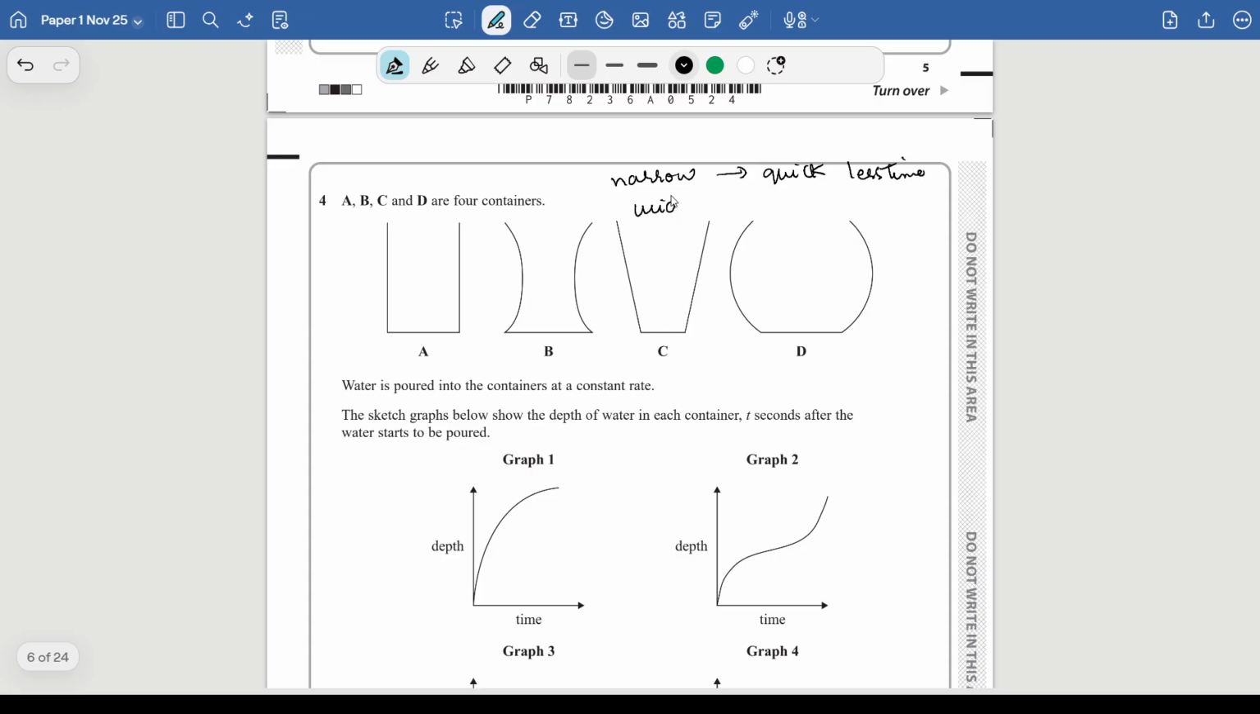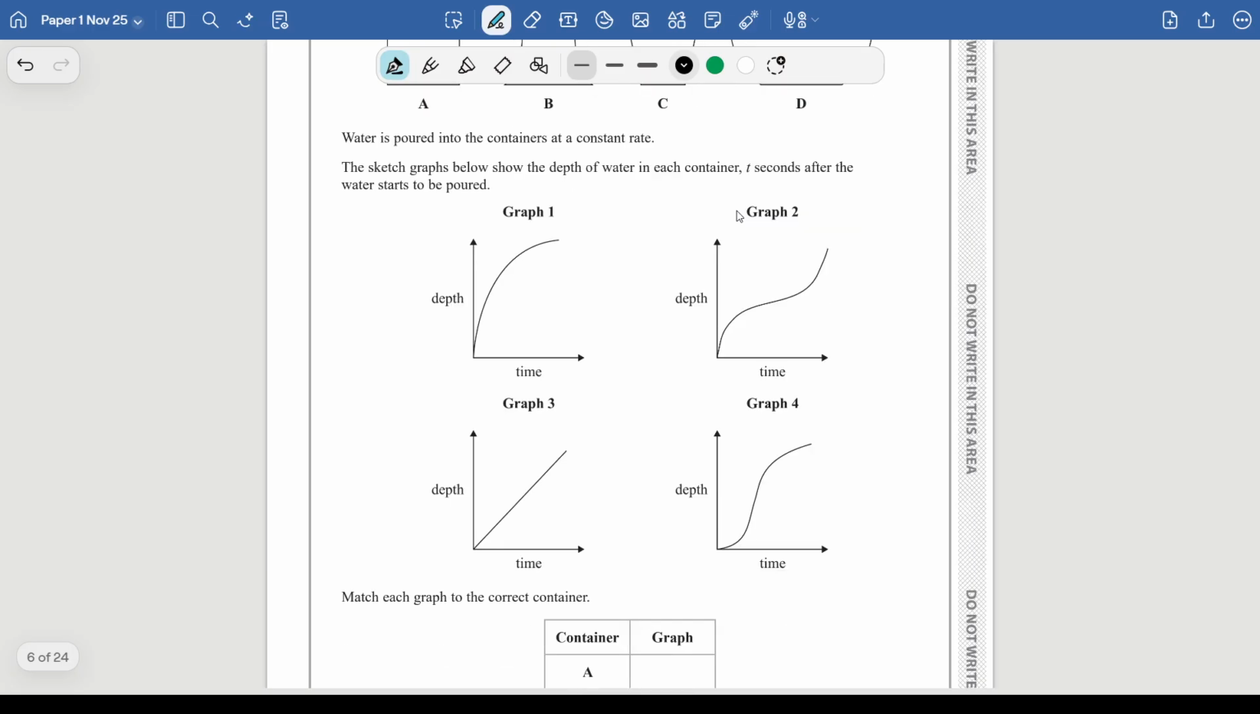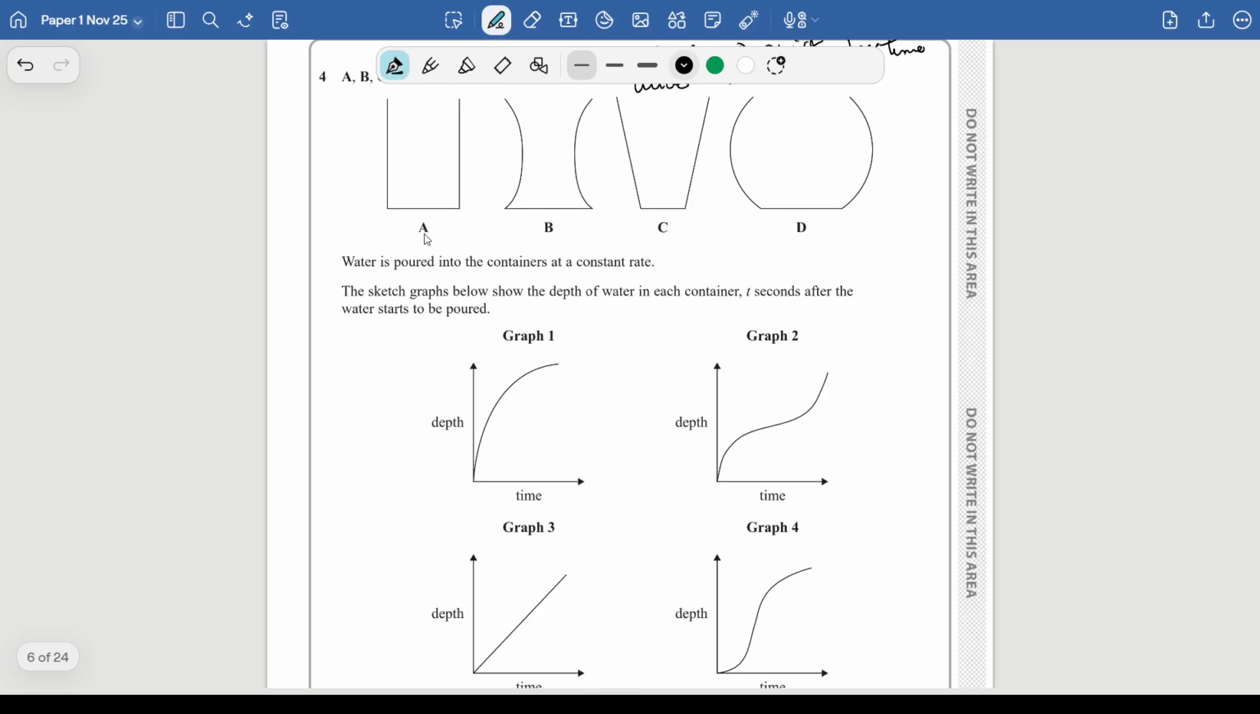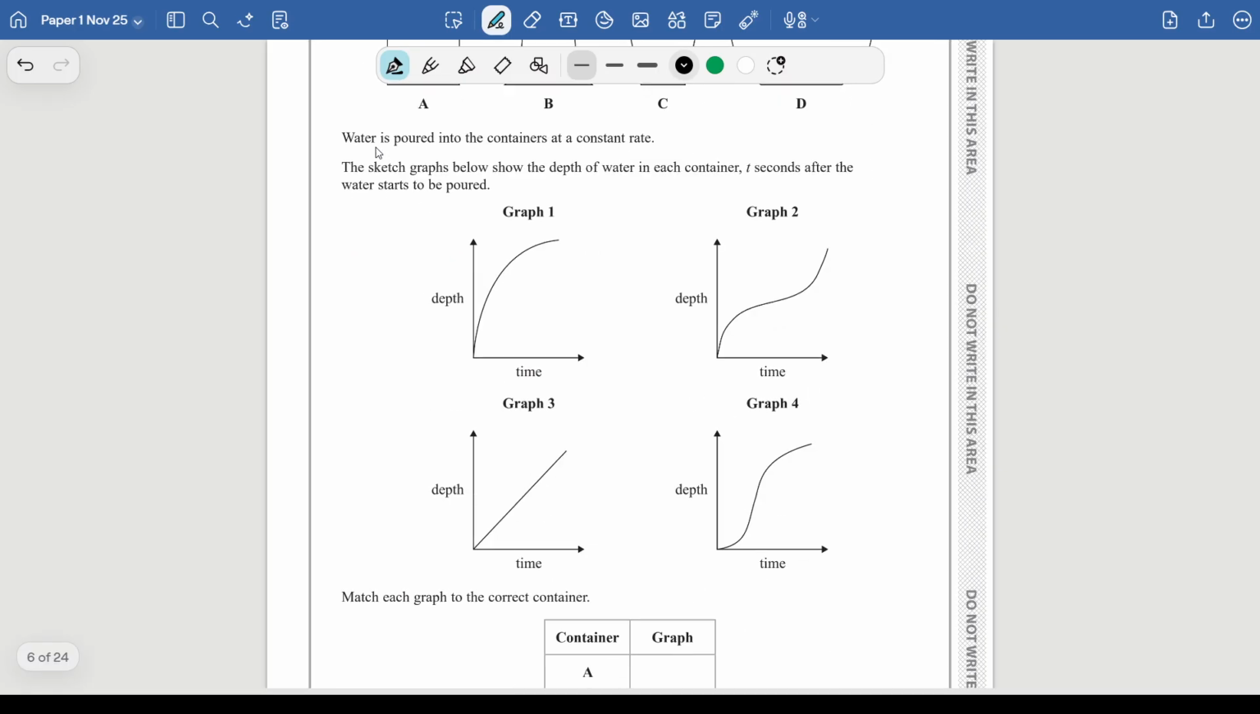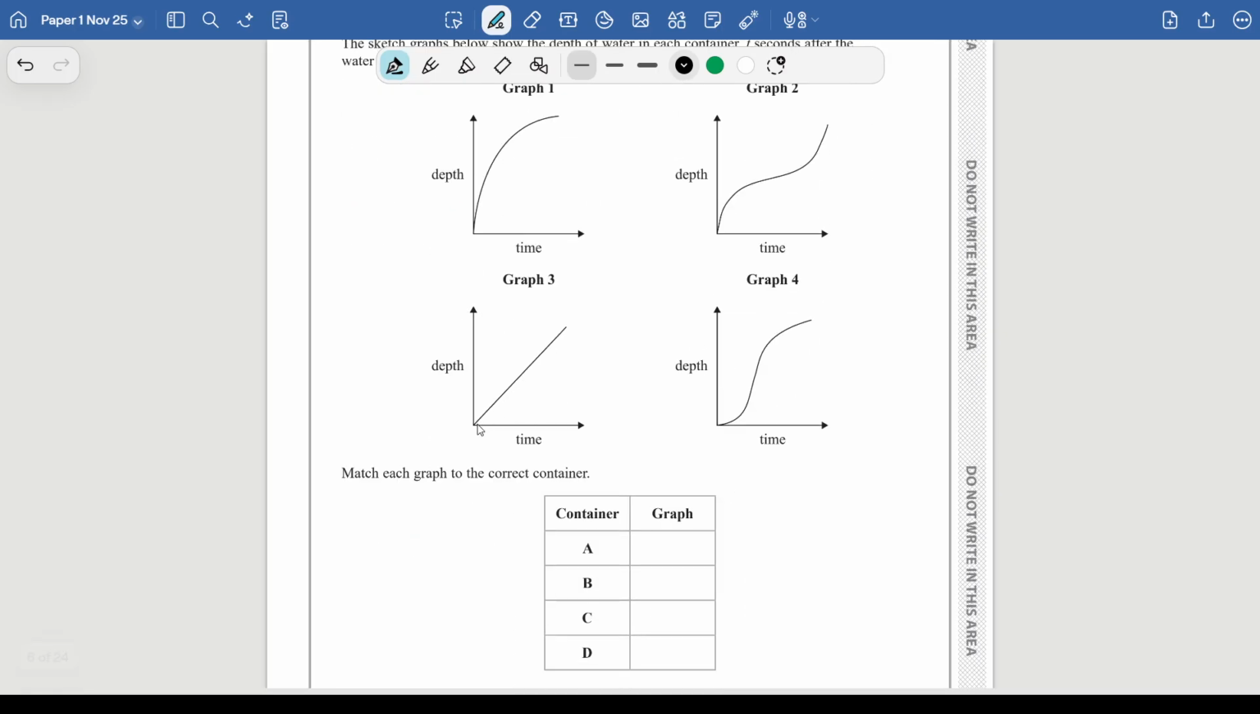And if the container is wide, it takes more time to fill the water level. Okay, so using this understanding, now what can we say about the containers? Container A seems to have a constant relation between the base and the height. So if you're pouring water here, it takes constant time to increase. So here I would say this linear graph matches container A.